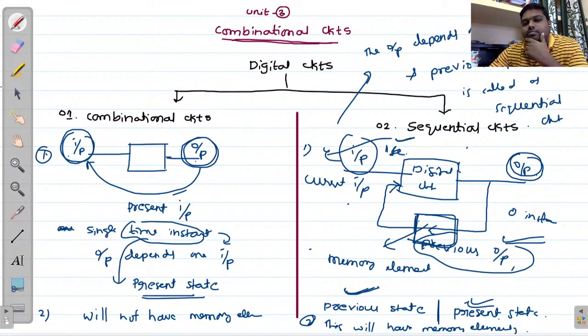Single input. Okay, both are having a single input only. So your intention is that this one has a present input and a previous output, so that's why you are considering two inputs. That is also okay, no problem. Next, any other?